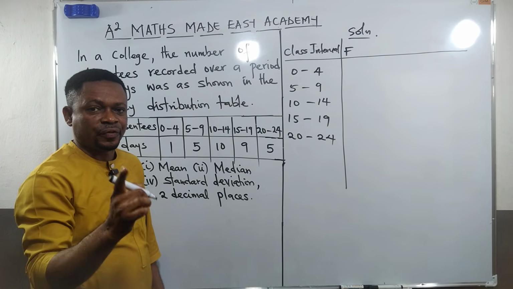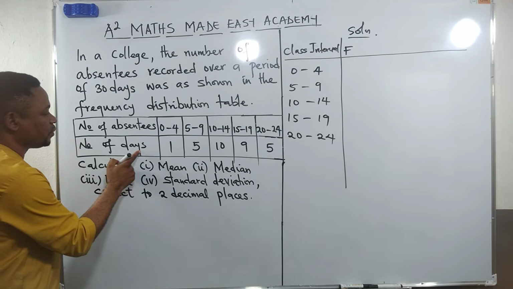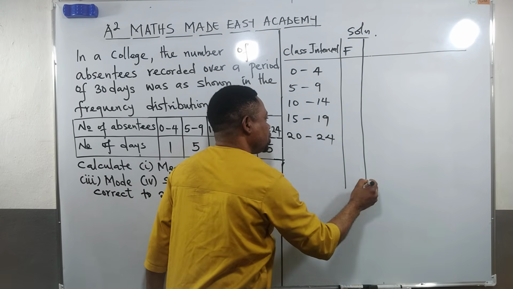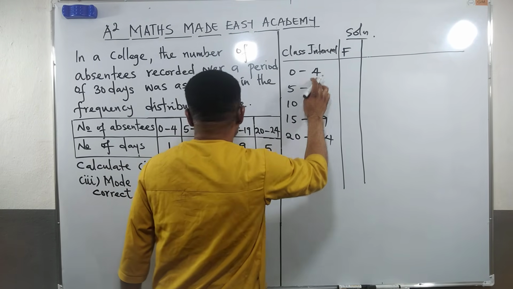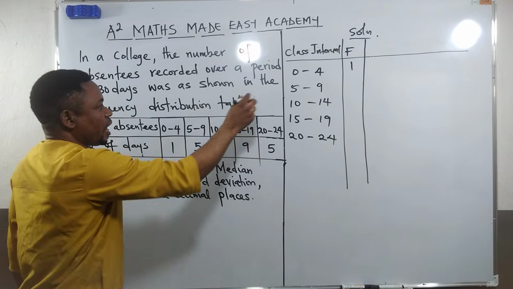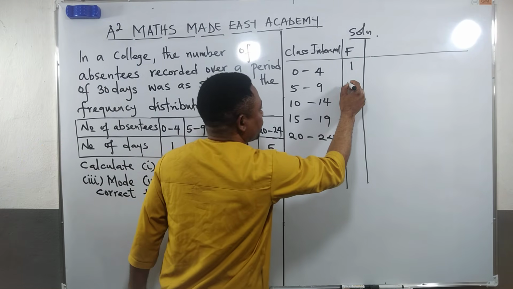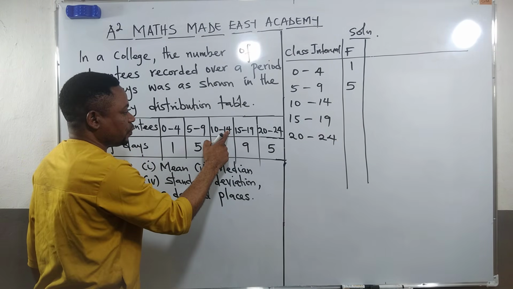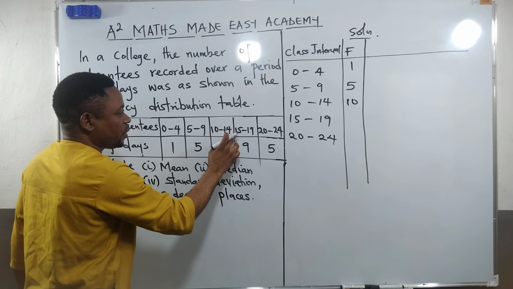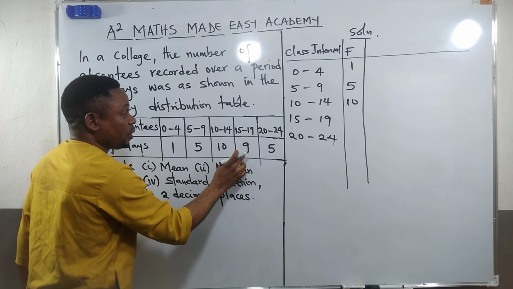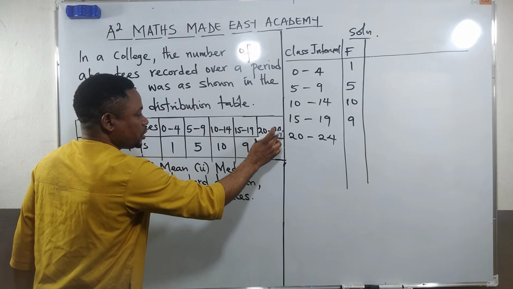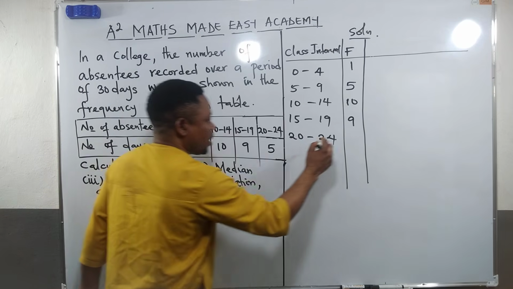Frequency is the number of days, and it is given. Well, let us now put it in the table. When it is 0 to 4, the number of days is 1. When it is 5 to 9, the number of days is 5. When it is 10 to 14, the number of days is 10. This is exactly how you'll be doing it. When it is 15 to 19, the number of days is 9. I will put 9 here. Finally, when it is 20 to 24, the number of days is 5. I will now put 5 here.